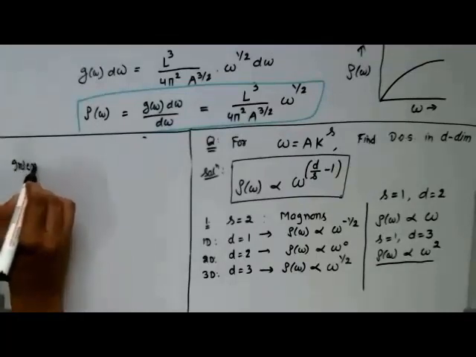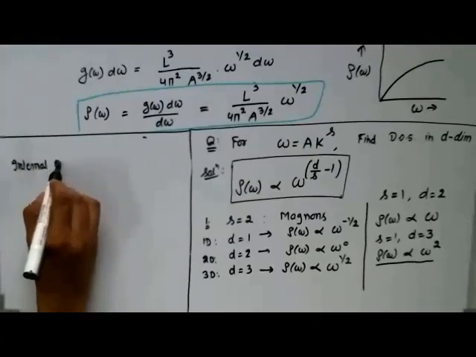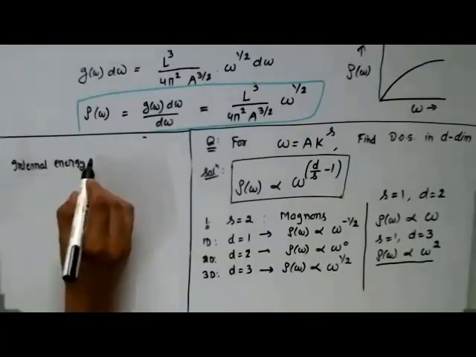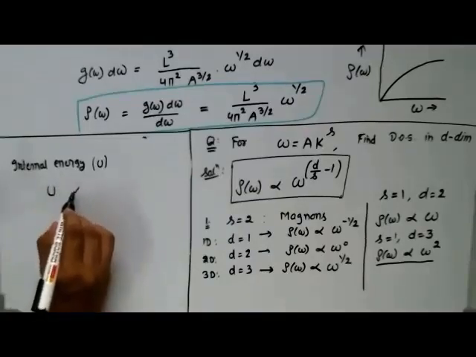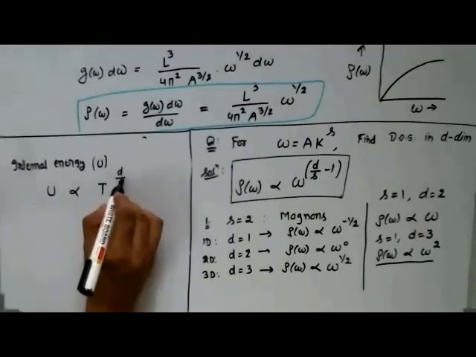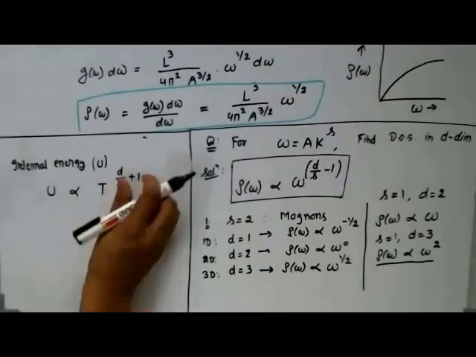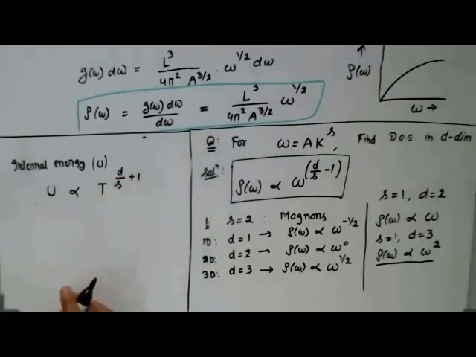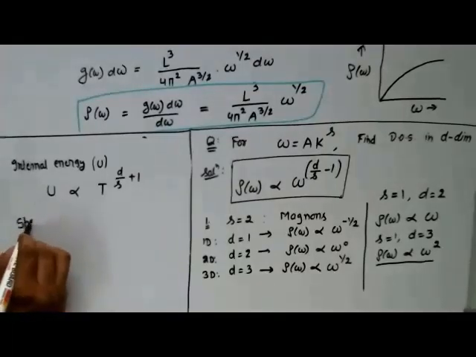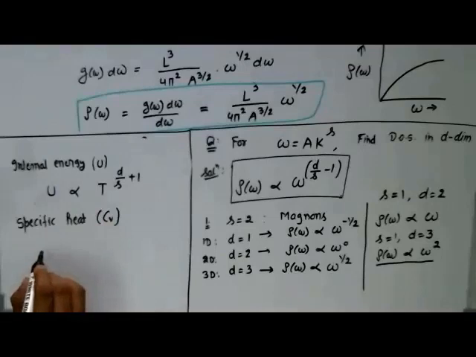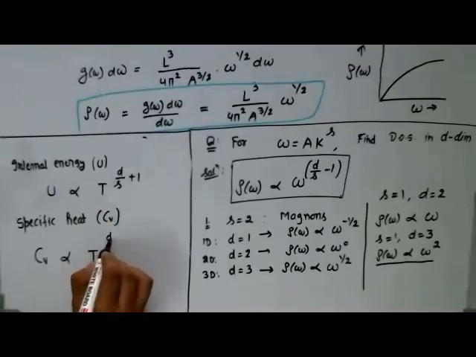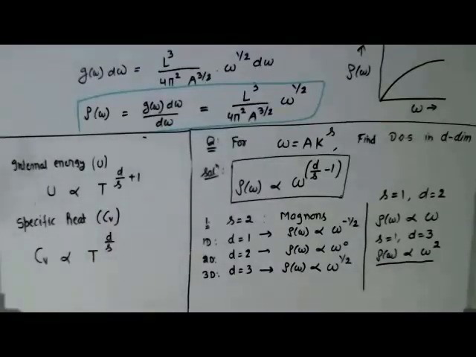the internal energy, that is U. For any such dispersion relation, you will see that this internal energy is proportional to T power d by s plus 1. And the specific heat, that is CV. So CV is going to be proportional to T power d by s. You see how useful this formula is, because if it asks you, for the case of phonons, find the specific heat in 3 dimension.